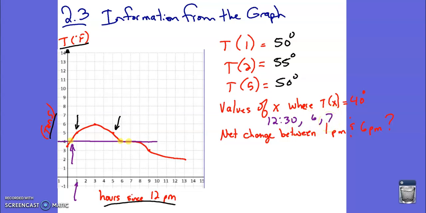And then also the net change between 1 p.m. and 6 p.m. Well, at 1 p.m., the temperature we already said was 50 degrees, and the temperature at 6 p.m. is back down to 40 degrees. So the net change would be 10 degrees between those two times.